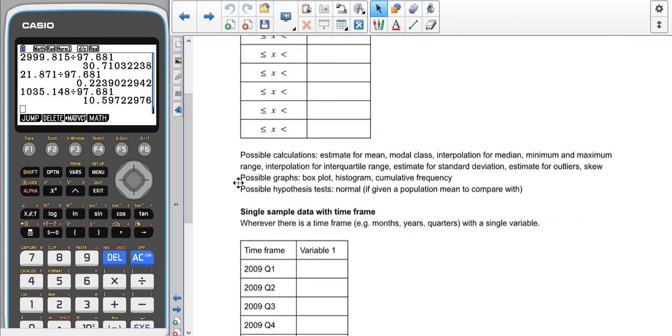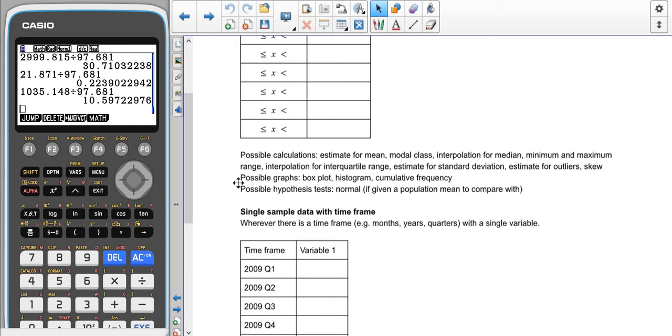So possible calculations could be an estimate for the mean, because we would have to use the midpoint of the interval to help us to estimate that. So it's not going to be the exact mean, it's going to be an estimate for it. The modal class, picking out the one with the highest frequency. We could use interpolation to find the median, the upper quartile and the lower quartile to find the interquartile range. We could assume our endpoints are at the furthest points to find the maximum range, or at the minimum points to find the minimum range.